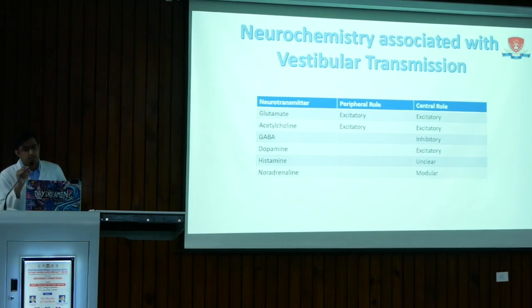First, taking a look at the neurochemistry associated with vestibular transmission, we can see that the neurotransmitters glutamate and acetylcholine act as excitatory in both peripheral and central roles, while dopamine acts as excitatory in only a central role. GABA is an inhibitory neurotransmitter in the central capacity, while histamine and noradrenaline both have unclear and modular roles respectively.